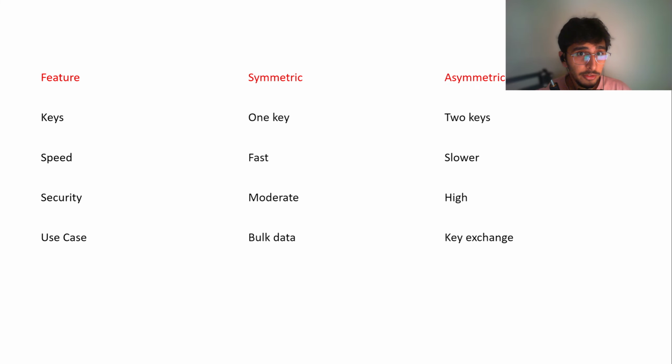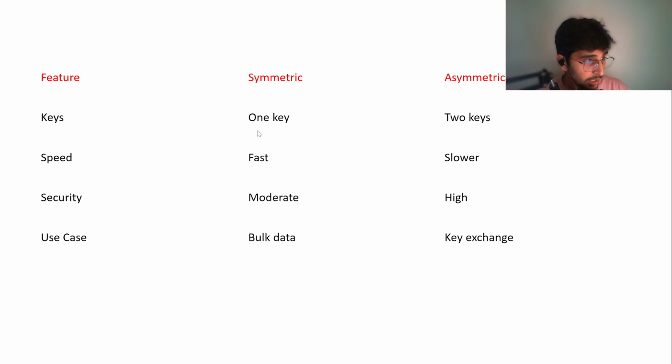So in real life, systems actually use both of these together. First, asymmetric encryption is used to securely exchange a key. Then symmetric encryption is used to handle the actual data transfer because it's faster. So simply put, symmetric encryption is fast but harder to share securely, and asymmetric encryption is more secure but slower. Together, they make secure communication on the internet possible.